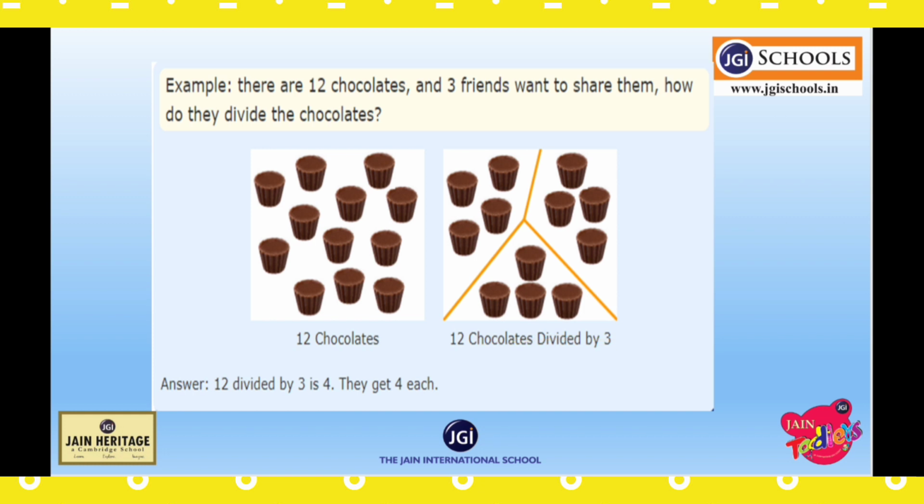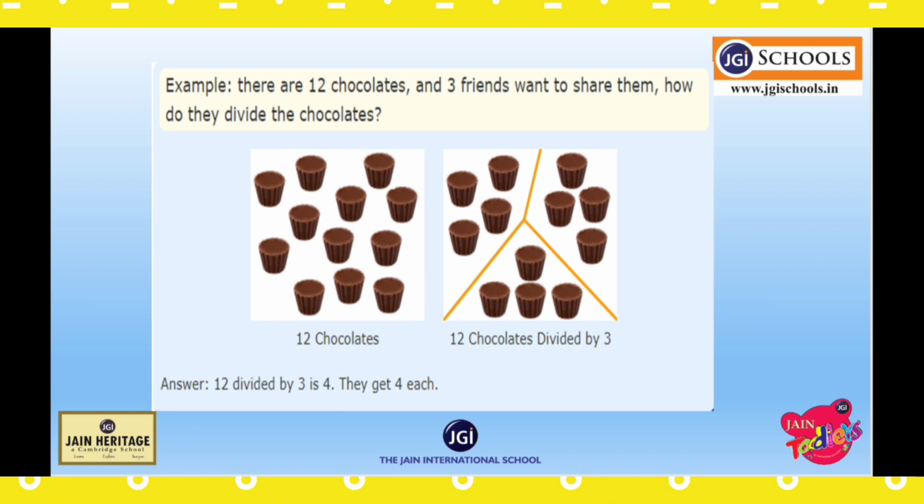See, there are 12 chocolates and 3 friends want to share them. How do they divide the chocolates? 12 chocolates are there and you are 3 friends, right? So, what will we do first? We will give 1 to each one. Then again there are 9 chocolates left. Again we will give them 1. Again 6 are left. Again we will give 1 to each one.